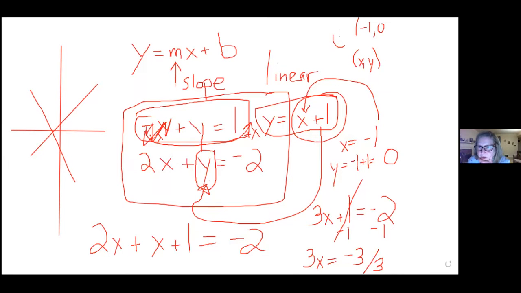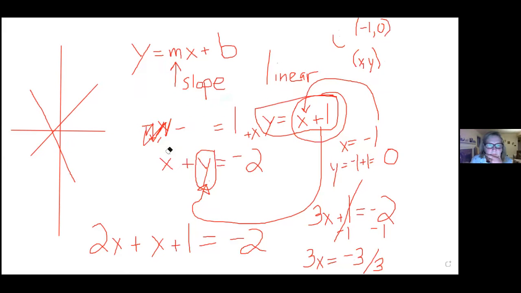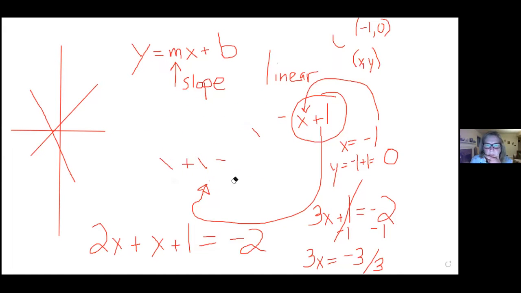So what that means, I think I'm getting out of a zone here. I can't write. What that means is that, I'm just going to clean up my board a little bit, guys.